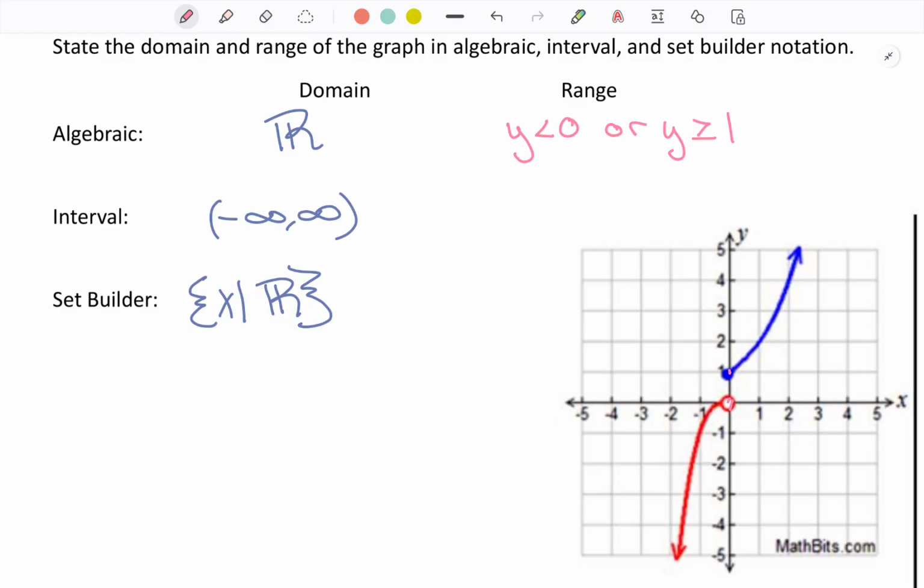So as an interval, we're going to have to use that union of sets. So we will have -infinity to 0, and that gets a parenthesis. And then we'll write that U, and we will have 1 with a bracket to +infinity. And of course, any infinity gets a parenthesis. So in set builder notation, we will have y is such that y is less than 0 or y is greater than or equal to 1.